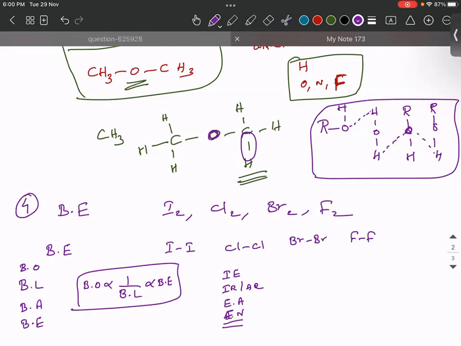So the bond energy order I will give. You give the explanation. Chlorine, bromine, fluorine, iodine. This is the bond energy order. Why does fluorine require less energy to keep the bond than chlorine?